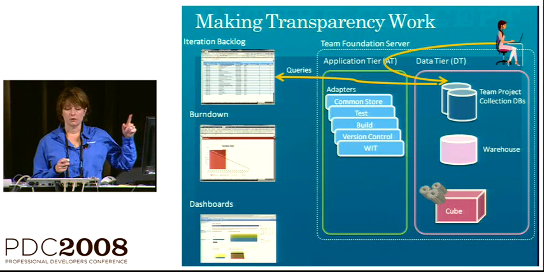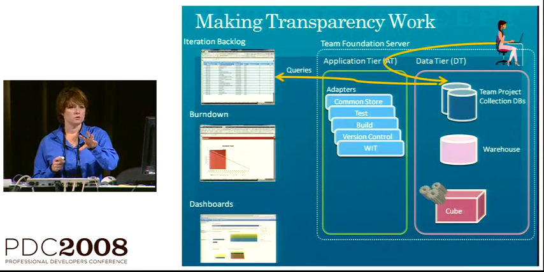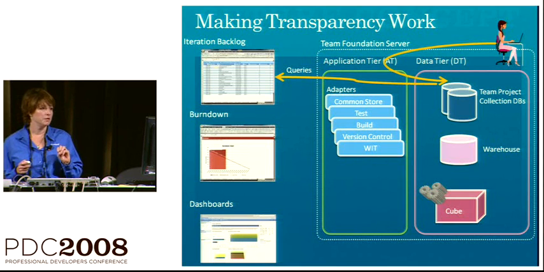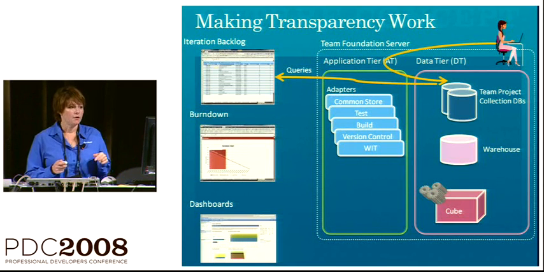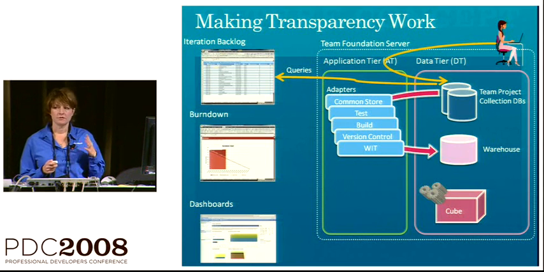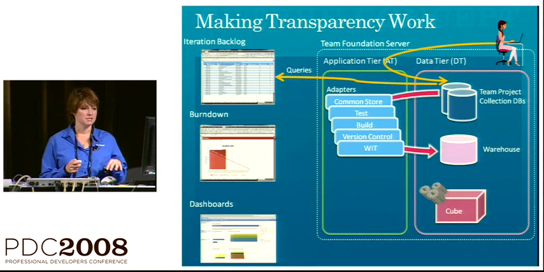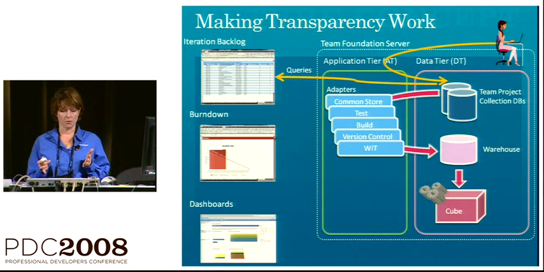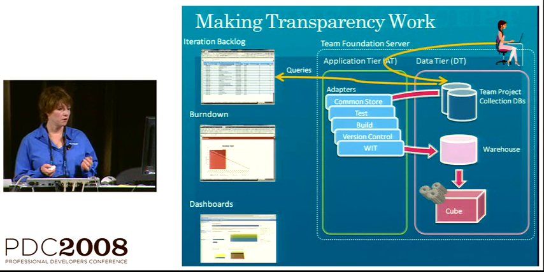I showed you our iteration backlog workbook, dipping right into that and pulling the live data right out to show it to you in Excel. In the background, we have adapters running, and they're taking snapshots of the data every day and as it changes and pumping it into the warehouse. We have a cube on top of that warehouse to help you with your reports.